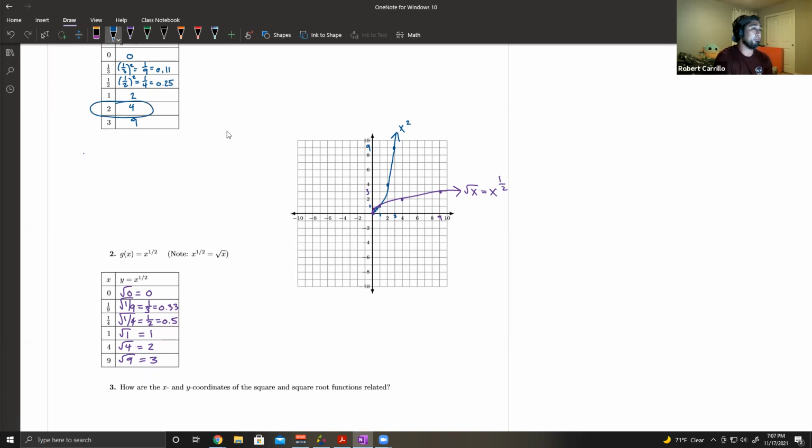2, 4. This is for x squared. Now, if we look at that same coordinate, you would have 4, 2. So in the squared function, you plug in 2, you get 4. In the square root function, you plug in 4, you get 2. Now look at all the other coordinates. What do you notice about them?